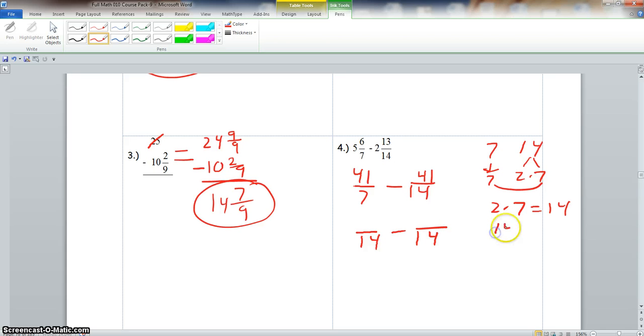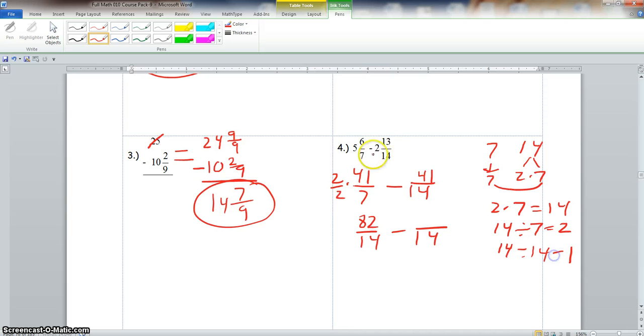Now we take the new denominator divided by the original. That gave us 2. So we multiply the numerator and denominator by 2, and that will give you 82 over 14. The second denominator, we'll take the new divided by the original. 14 divided by 14 is 1. So we multiply numerator and denominator by 1. So we'll take 14 times 1 is 14. 41 times 1 is 41. Now 82 minus 41 is 41 over 14.